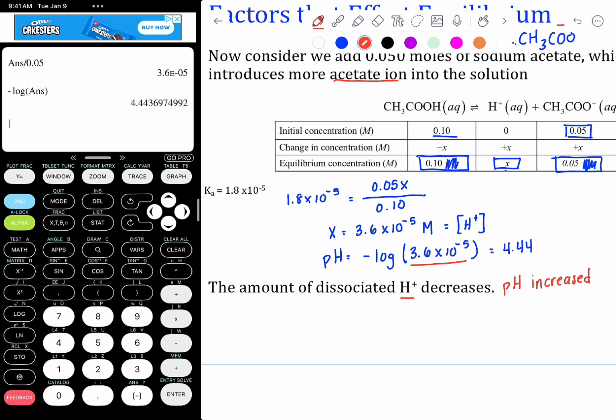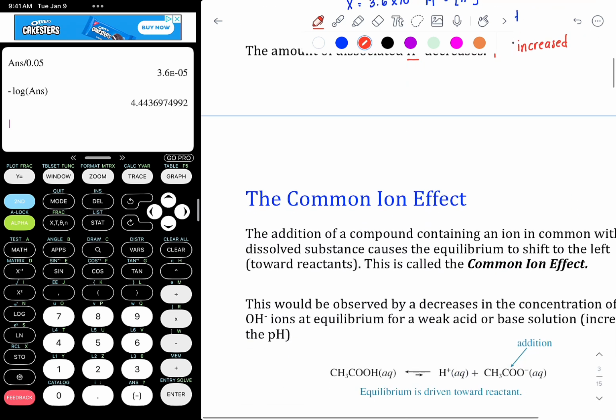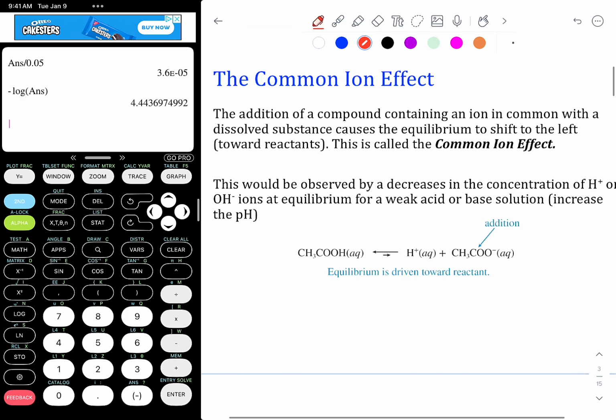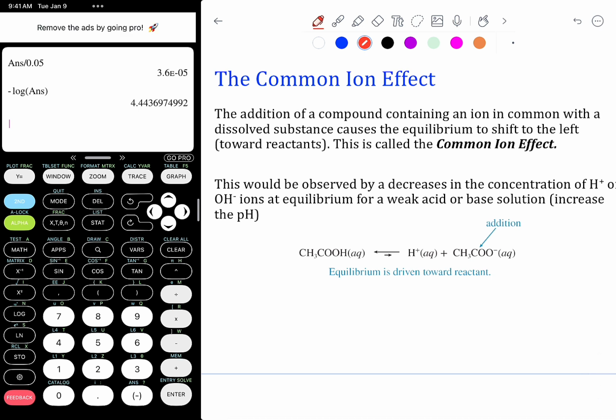Okay, now we can quantify that value. How much is it changing? What is it changing by? Okay, we can see that now using our ice tables. So this is called the common ion effect. The addition of a compound containing an ion in common with a dissolved substance causes the equilibrium to shift to the left, or towards the reactant. This is called the common ion effect.